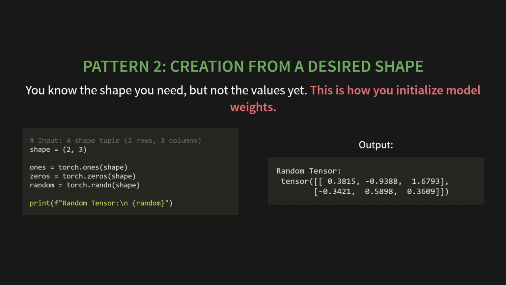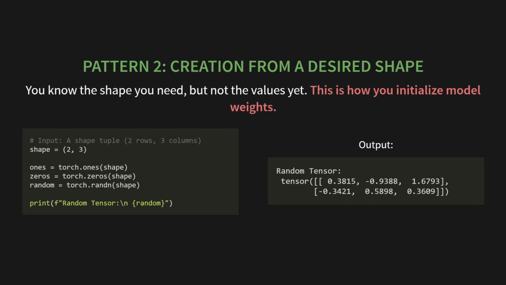Okay, on to pattern 2, creation from a desired shape. This one is huge. You'll use it all the time when you're initializing model weights. The idea is, you know the shape you need, but you don't know the values yet. So let's say our input is a shape tuple, maybe 2 rows and 3 columns. Let's look at the code.